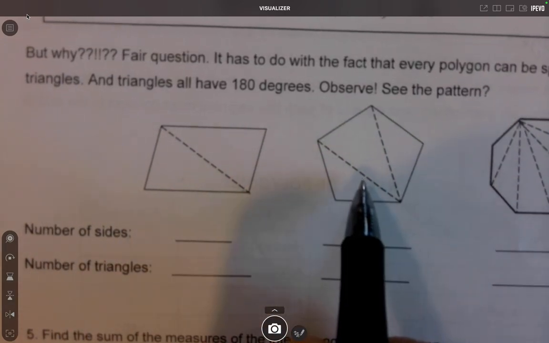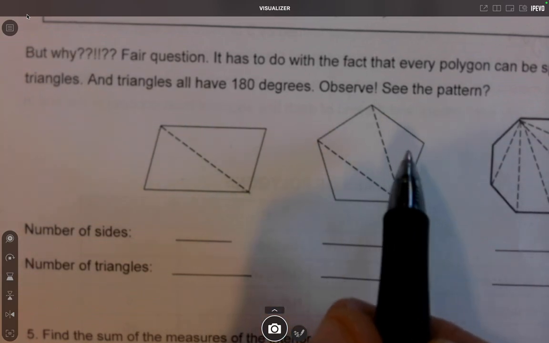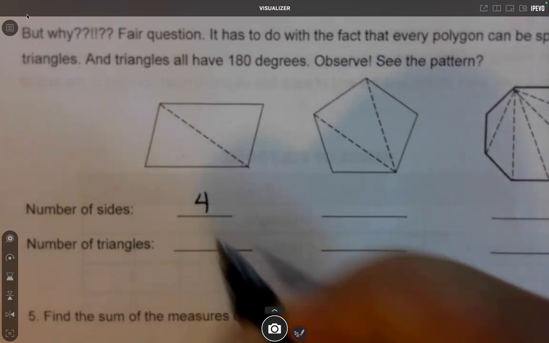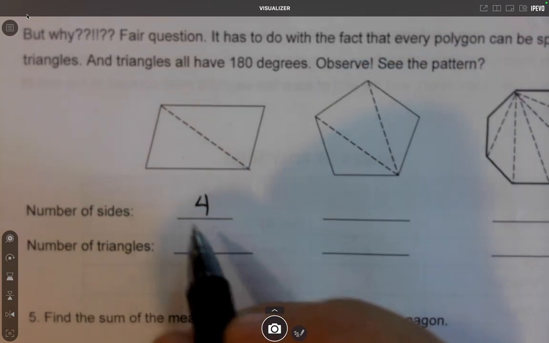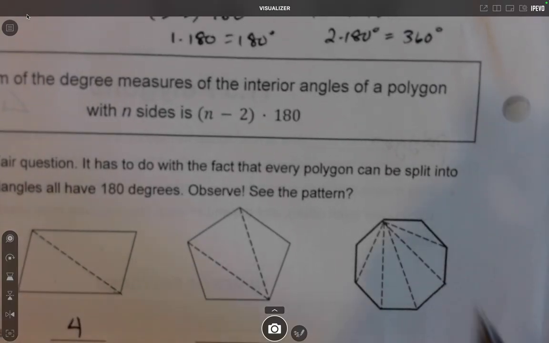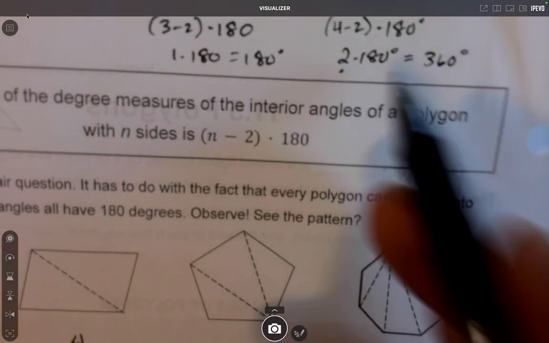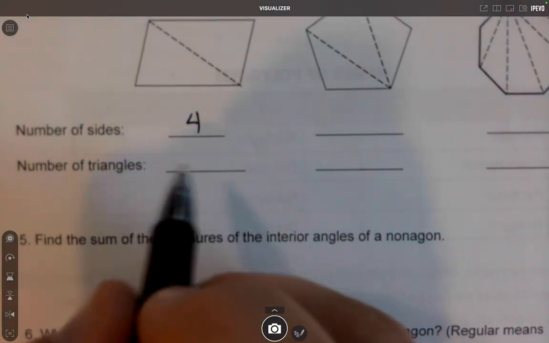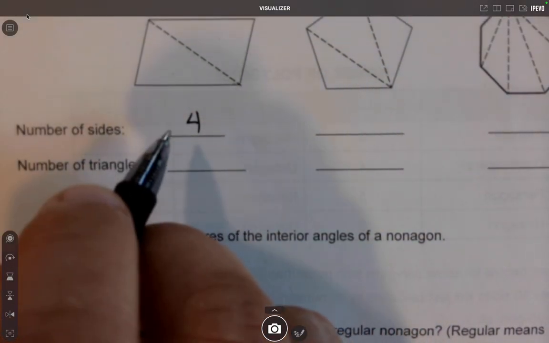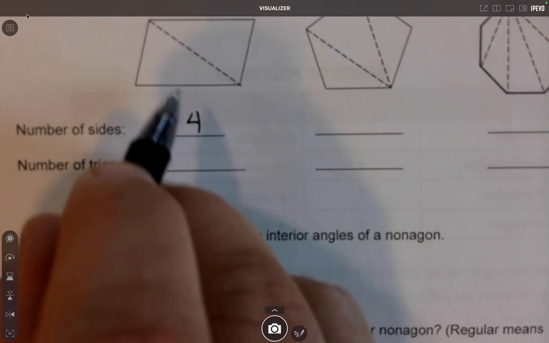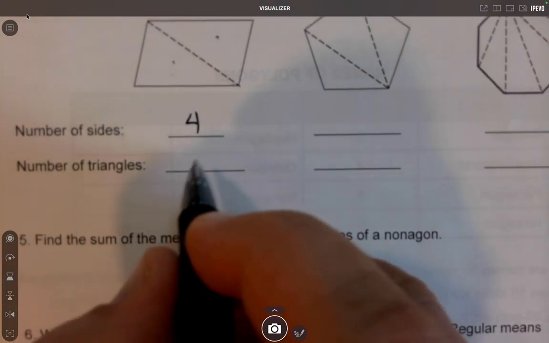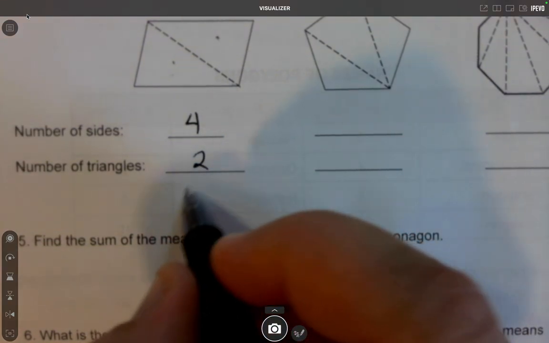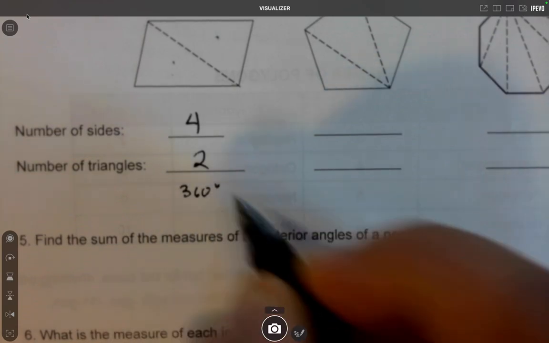And then you can see the pentagon. If we do a similar activity, this splits it into 3 triangles. So the number of sides is 4. As we showed up here, 4 minus 2 is 2, 2 times 180 is 360. So let me back up. I'm not filling the blanks correctly. There are 4 sides, and there's 1, 2 triangles. And if there's 2 triangles, we do 2 times 180 and get 360 degrees.